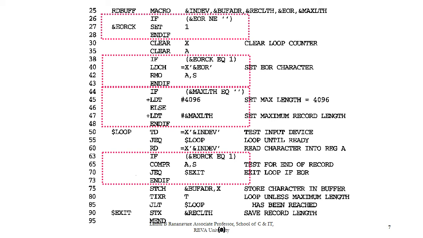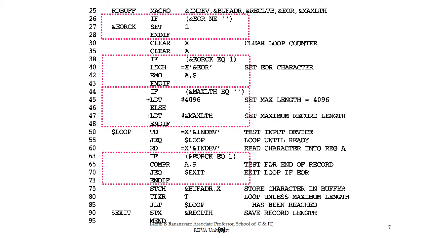Then the first if statement has the condition: if EOR is not equal to blank. If EOR, that is end of record, is not equal to a blank character, then we are going to set this EOR CK to 1. So ampersand EOR CK, we are going to set that equal to 1. That means EOR CK will be having 1, and that is the end of the first if statement. Then as usual we have clear X statement and clear A statement.